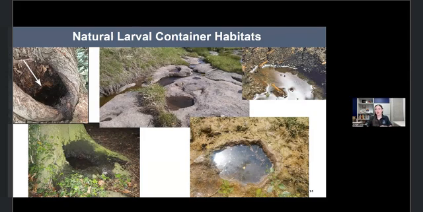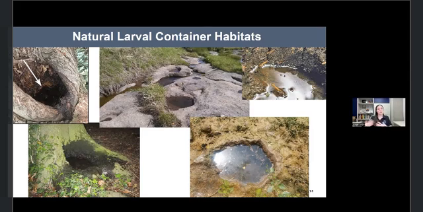Same with the rock holes. There are mosquitoes whose larvae are specialized at living in these rock hole communities. But that's also an example of a natural habitat. And then any type of depression in the ground. I've even seen natural habitats made from the paw prints of animals or from horse hoof tracks if it's been muddy enough. So any type of muddy depression, again, is going to be nutrient rich. Those are all perfectly good natural larval habitats for container breeding mosquitoes.